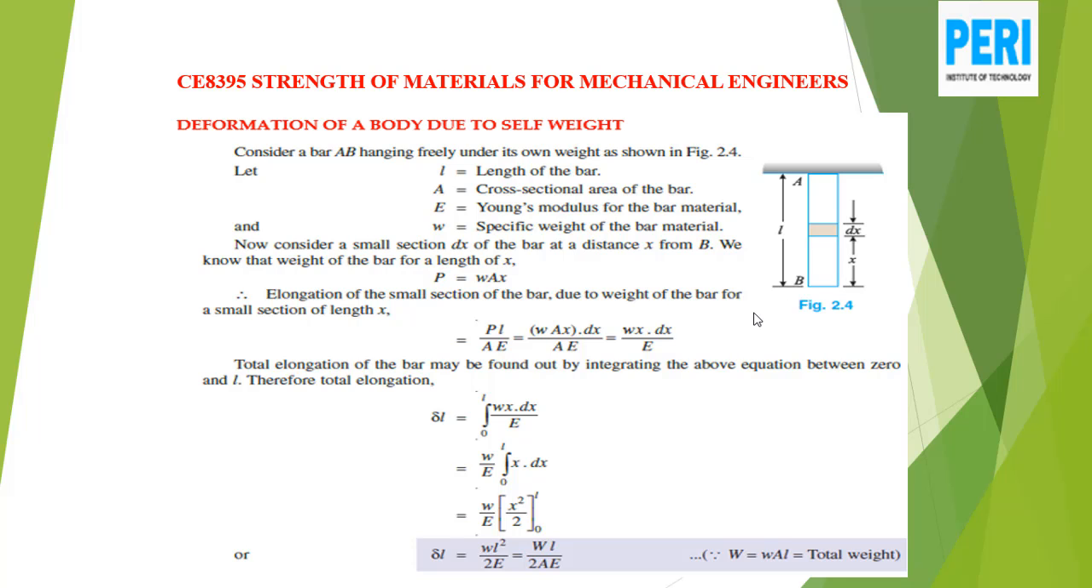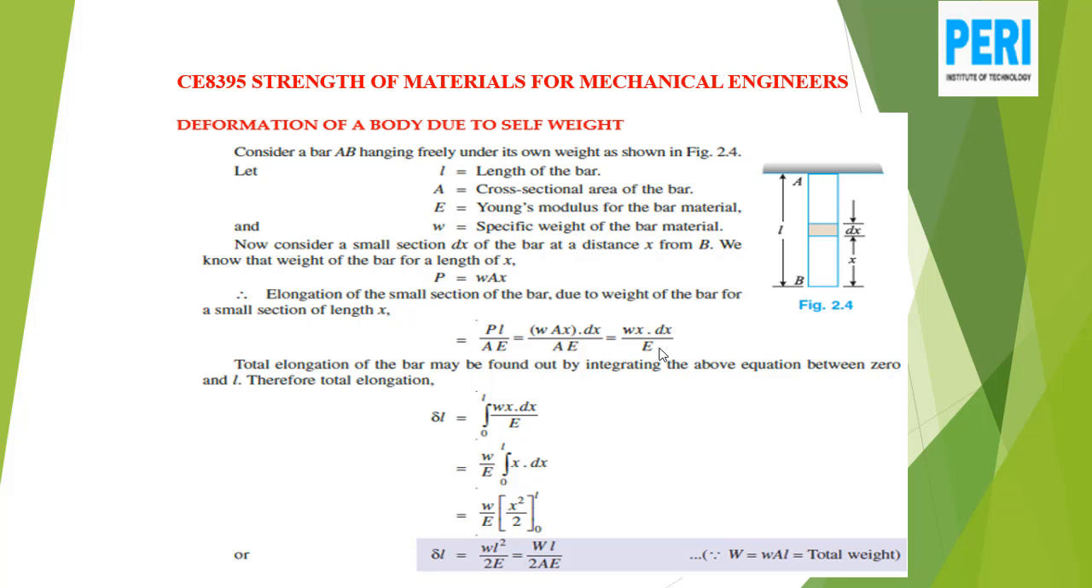Generally, the elongation of any section, the formula will be PL by AE: load, length, area of cross-section, and Young's modulus. In this case, P, the load, is the self-weight. Because we are considering this section only, the load will be w A x. And L, the length, is only the small section, so dx. So AE cancels, and it becomes w x dx by E.